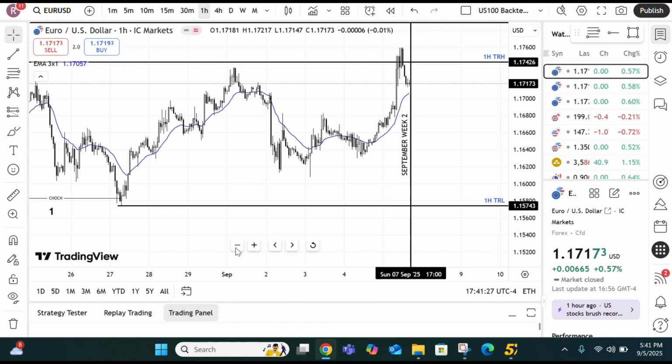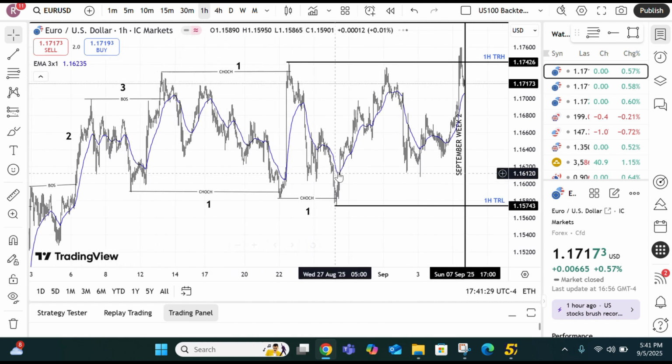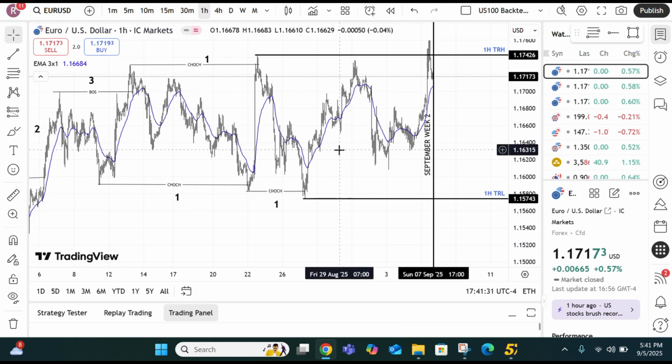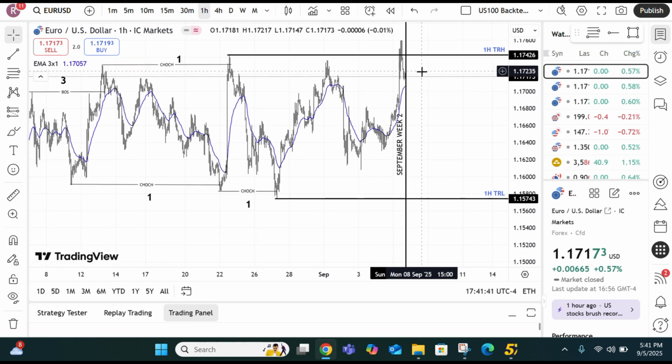Okay, and let me zoom out a bit so you guys can see what happened. All right, so we did have a break. This was the trading range high. And we had a break there, so that is another change of character.